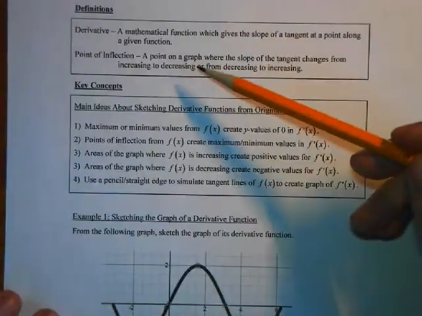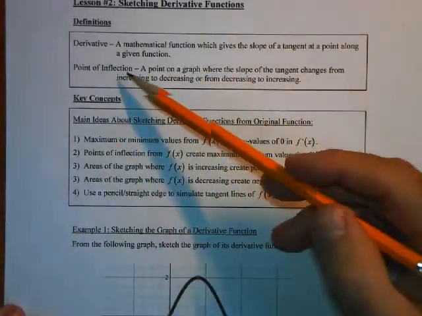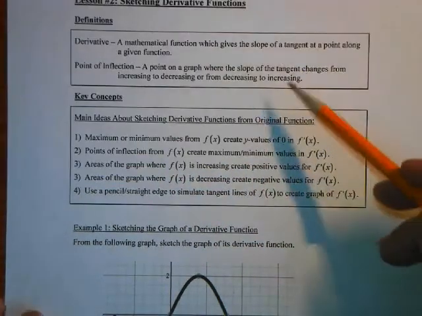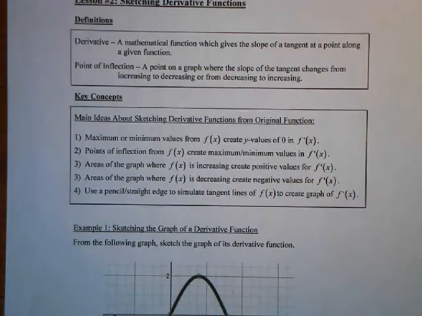Now we're going to learn about one important new thing called a point of inflection, which is a point on a graph where the slope of the tangent changes from increasing to decreasing or from decreasing to increasing. So it's a change point. It's a point of inflection, hence the name. And we will be looking at how to find those on a graph and the importance of the inflection point when it comes to graphing or sketching the derivative of your original graph.